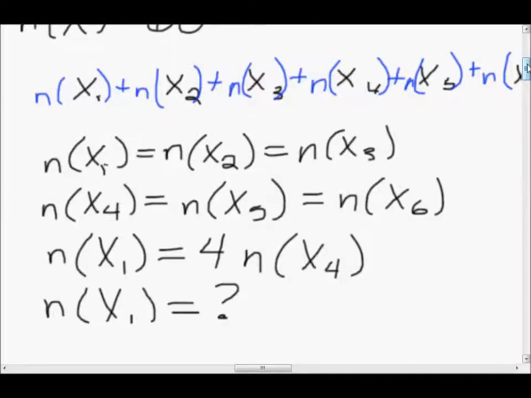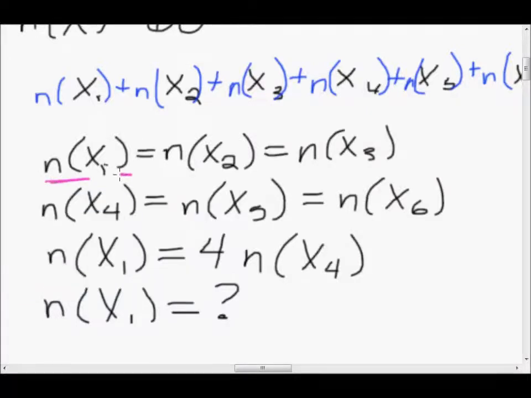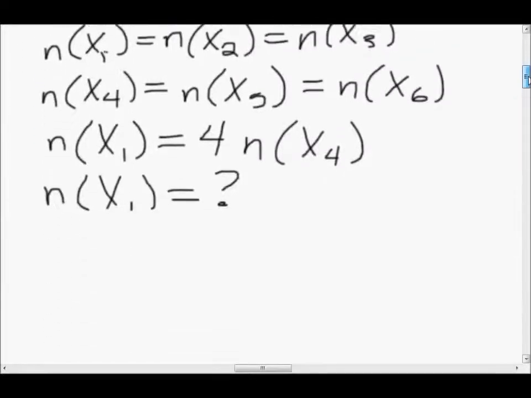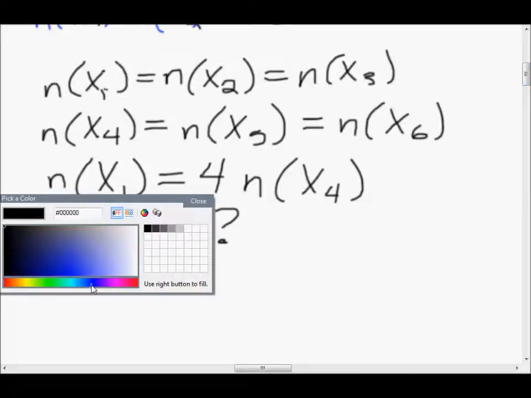Again, this n and x thing is all notation. Let's go to a color and talk about that for a second. This n with the parens around the x just means the number of things in that set, so that is not something we can just plug straight into. We're going to make some substitutions, and this is a trick that I like to use. You can do it a different way, your instructor might have you do it a different way, but this is what I like to do. Since the number of things in x1 is equal to the number of things in x2 is equal to the number of things in x3, I'm going to do my substitutions in a nice dark blue.